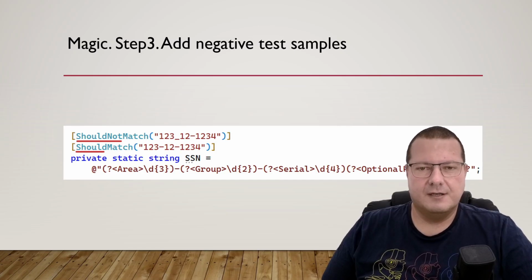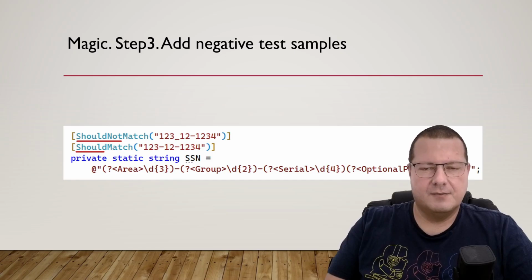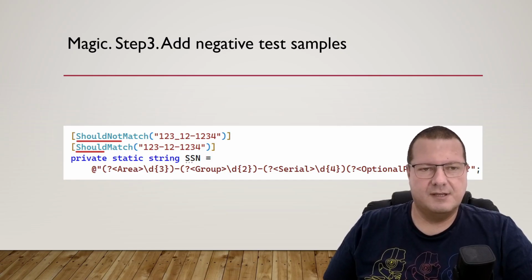For example, we would like to have matches with numbers like these, but we wouldn't want to mistake phone numbers for social security numbers. That is, we can indicate the opposite: we want to match this and we don't want to match that. That's it.